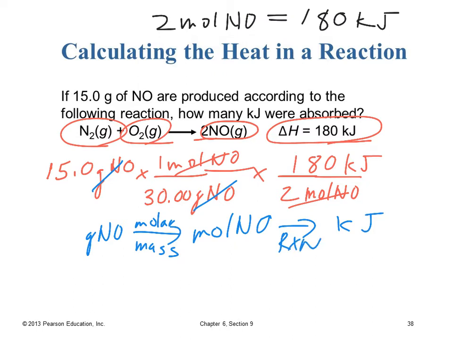So it's just like that moles of A, grams of A, grams of A to moles of B equation, except instead of going to moles of B, we're going to kilojoules. So I'm going to multiply everything on top, divide through by everything on the bottom. 15 divided by 30 times 180, divide by 2, and I get 45 kilojoules.